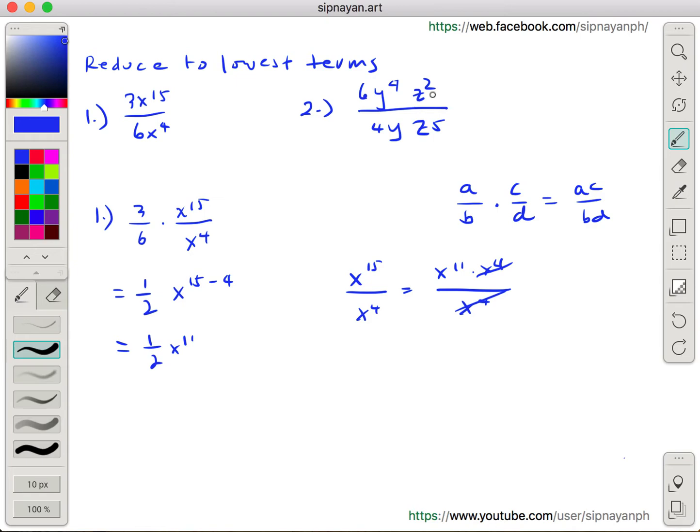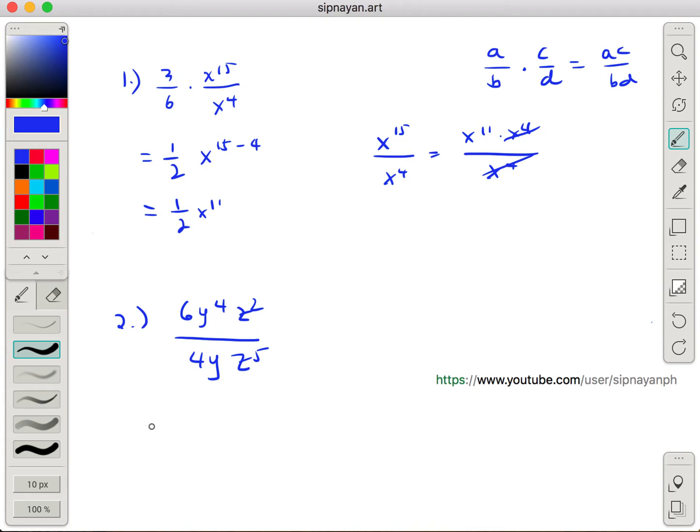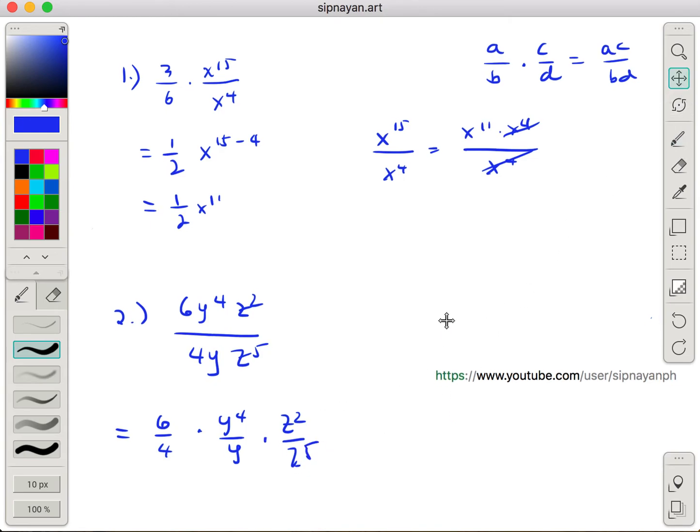So, pwede natin i-break down yung mga variables. Papakita ko sa inyo yun dito sa pangalawa. So, we have 6y to the 4th z squared divided by 4y z to the 5th. Magiging dito na lang tayo sa baba para hindi mabura yung ating text dito. So, magiging 6 over 4 times y to the 4th over y times z squared over z to the 5th.